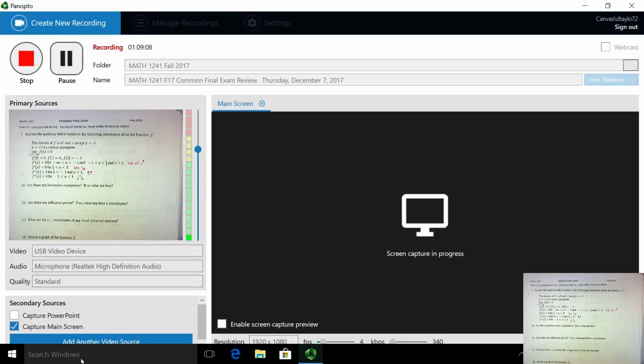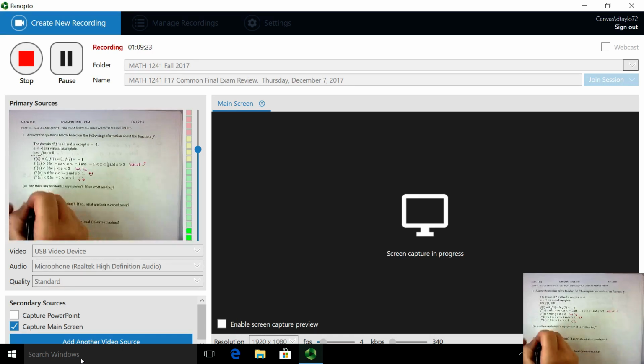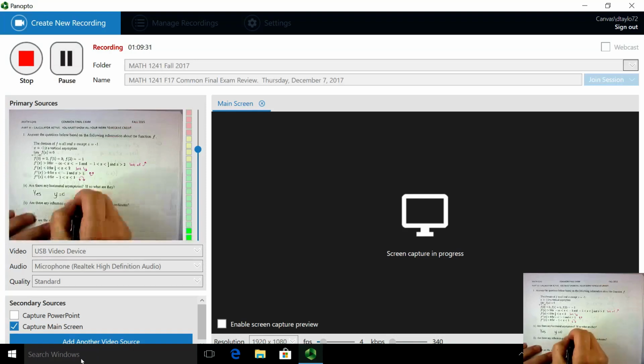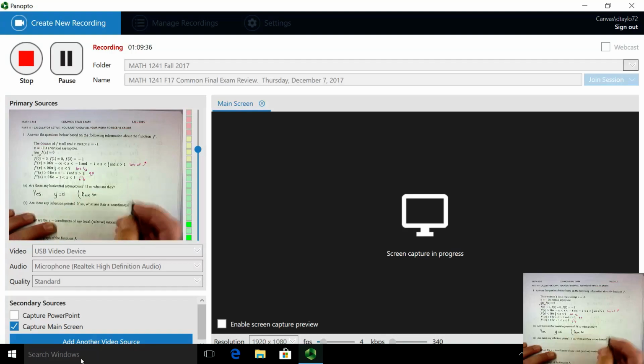All right. Question A says, are there any horizontal asymptotes, and if so, what are they? Well, we just talked about this limit right here. The limit as x goes to negative infinity of f(x) is equal to 0. That is an asymptote, so my answer here will be yes, and that is the line y = 0, or the x-axis. You don't have to write this down on the exam, but just to explain this to yourself, this is due to the fact that the limit as x approaches negative infinity of f(x) is equal to 0.